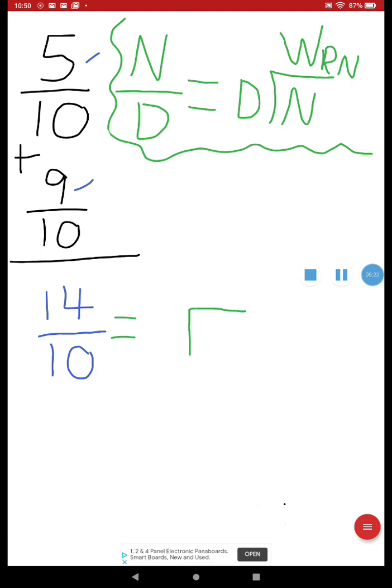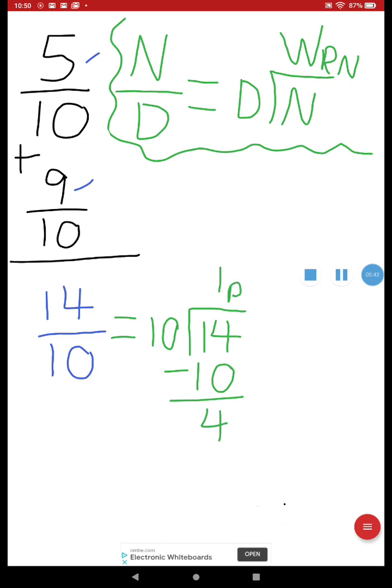Which number goes in the box? Very good, 14 does. 10 goes out of the box. 14 divided by 10 is 1. 1 times 10 is 10. 14 subtract 10 is 4. So you have 1 remainder 4. Remember, we write that out. 1 is my whole number. 4 is my new numerator. What's my denominator? Very good, it's 10.